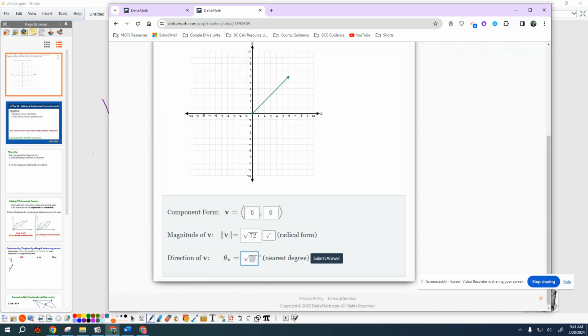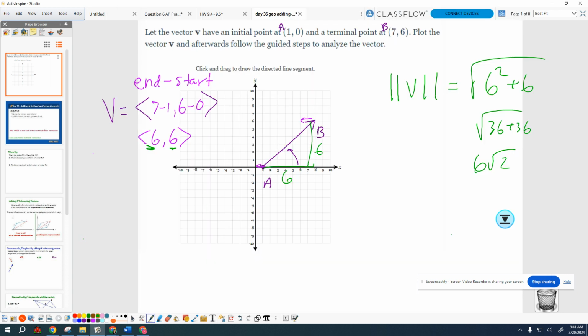Is the direction 45? Okay, is the direction 45 degrees? So the way we find direction, I don't have my calculator, is tan inverse. William said 6 over 6, which reduces to 1, and he's like, I know in that quadrant it's 45 degrees. So sure.